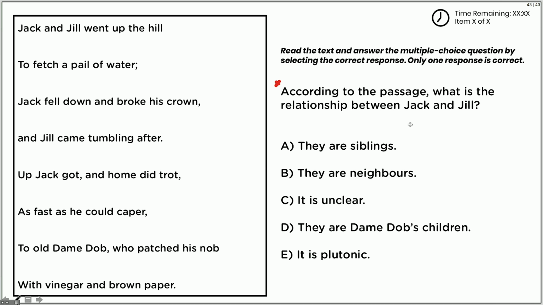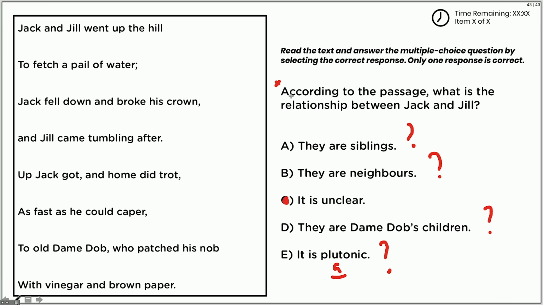Are they siblings? Well, it doesn't say. We can assume that, but it doesn't actually say this in the text anywhere clearly. It does not say that they are brother and sister. They are neighbors. It doesn't say that. It is unclear. Let's leave that one. They are Dame Dob's children. It doesn't say that. It is platonic. They have a friendship. Well, it doesn't even say that they're friendly, does it? Is it plutonic or platonic? I can't remember the spelling there. Someone correct me. It is definitely unclear. So we want to select that one there.